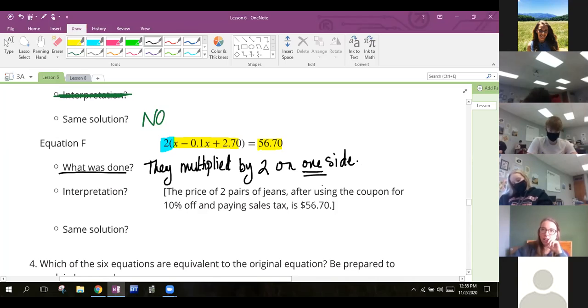All right, so since they did it on one side, is it going to have the same solution? No, it is not going to have the same solution.